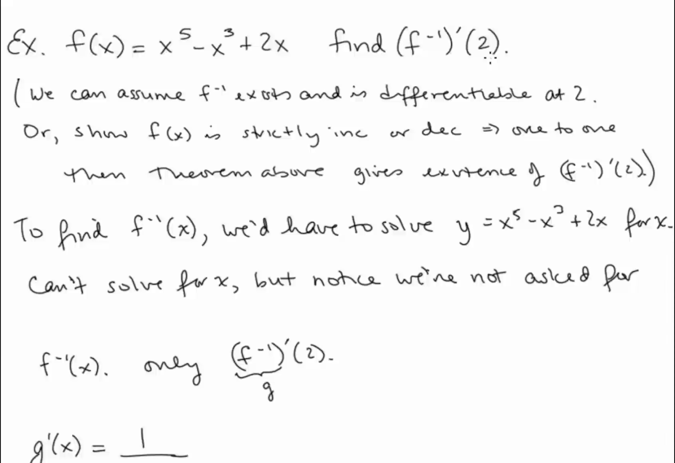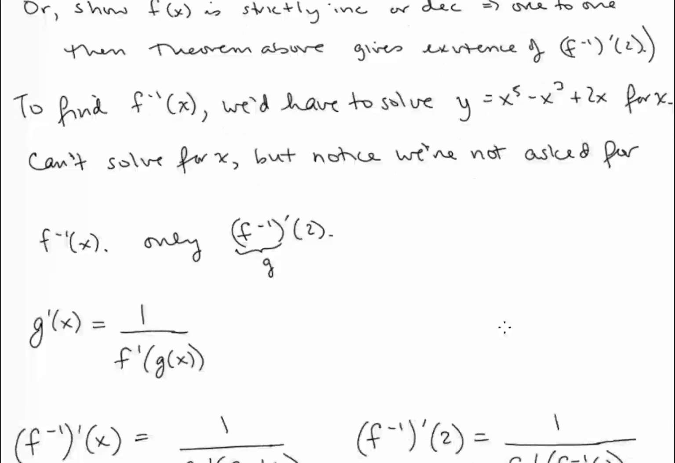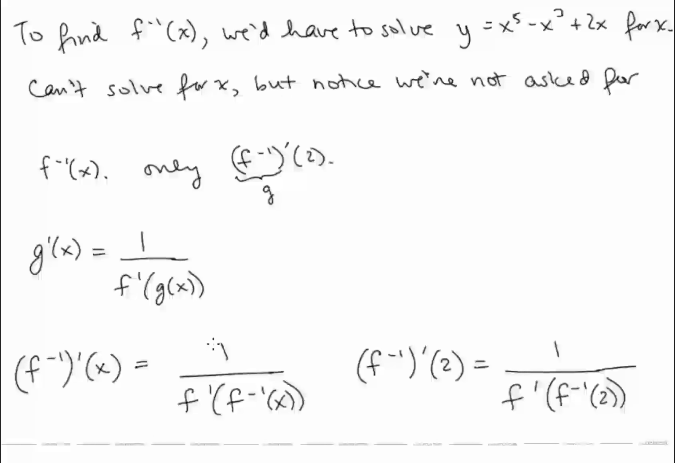And the more straightforward way might be to find f inverse. But if you notice, finding f inverse would require solving y equals x to the 5th minus x to the 3rd plus 2x, solving that for x. And we can't do that. But notice that they didn't ask us for f inverse. They wanted f inverse prime. So they want us to make use of the relationship that we have here.